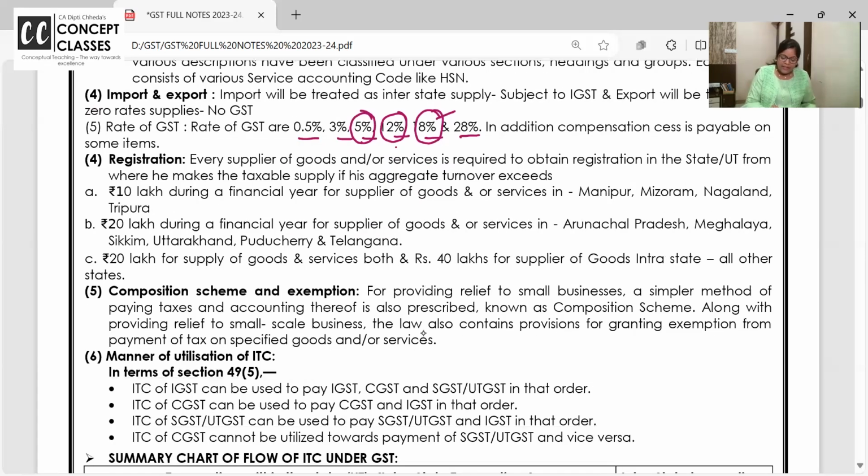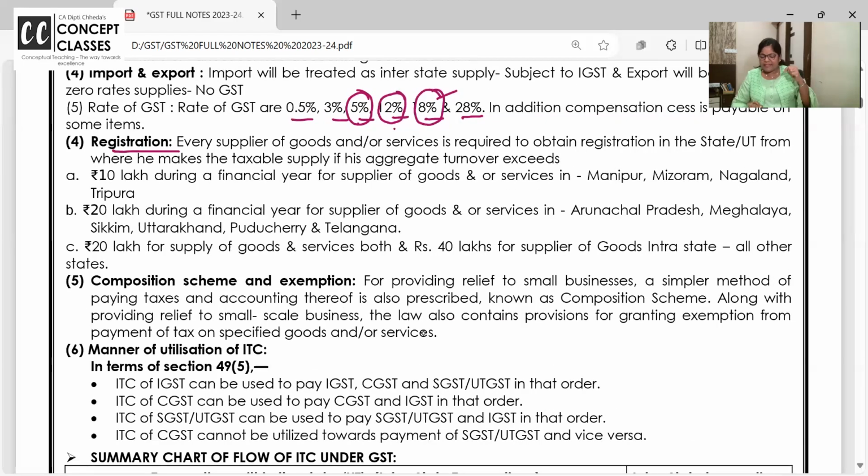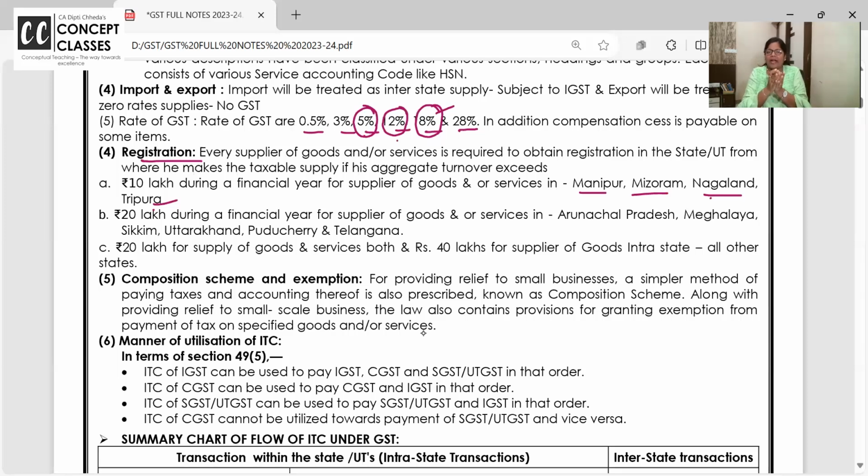It is mandatory to register under GST if your turnover exceeds these limits, but this we will do better in the registration chapter. Just now, let us know that for 4 of the states, 10 lakh is the limit. Small states: Manipur, Mizoram, Nagaland and Tripura. Manipur, Mizoram, two M's, Nagaland and Tripura. All these are northeastern states. For them, if your aggregate supply exceeds or is likely to exceed 10 lakh, you have to go for registration.